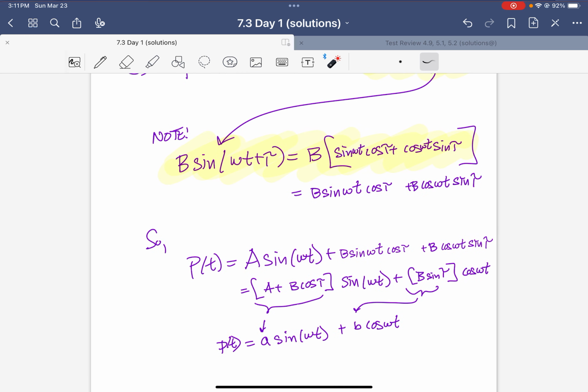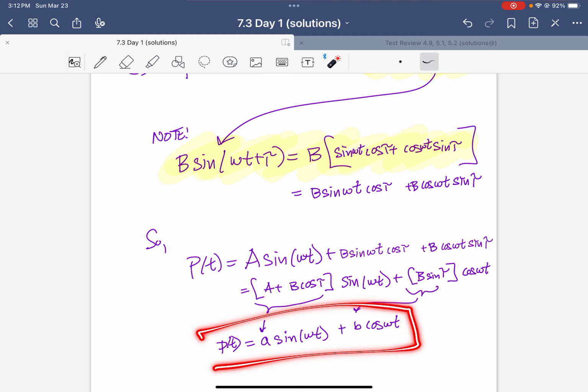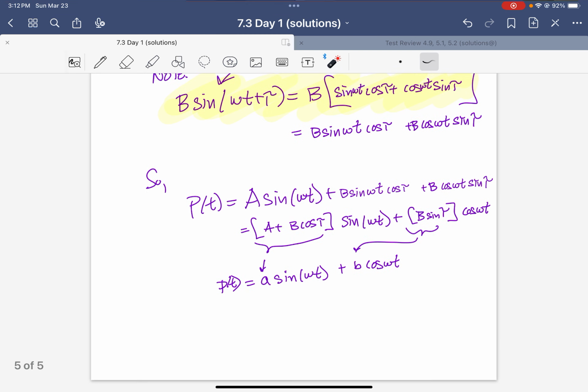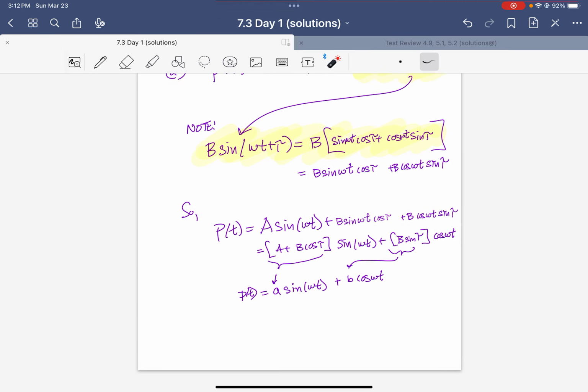But then that means if we look at these two together, they are really a plus b cosine tau times sine. And this is just b sine tau with cosine w. So if I let this be a and all of this be b, I can rewrite my P as a sine plus b cosine. And we're going to leave it there.